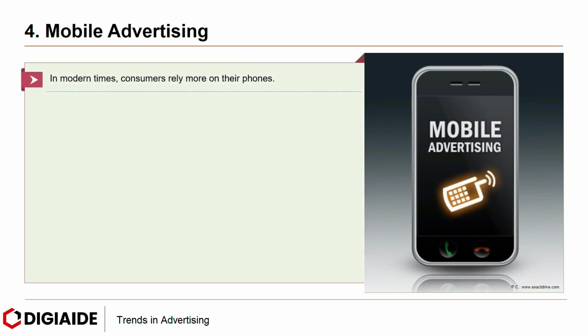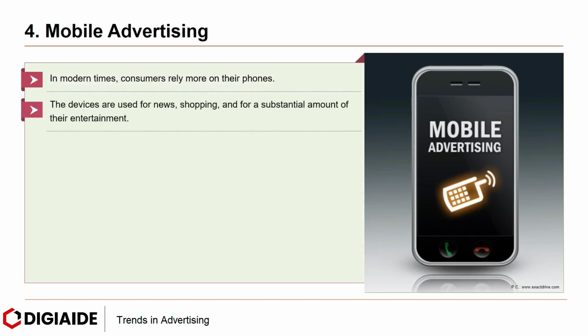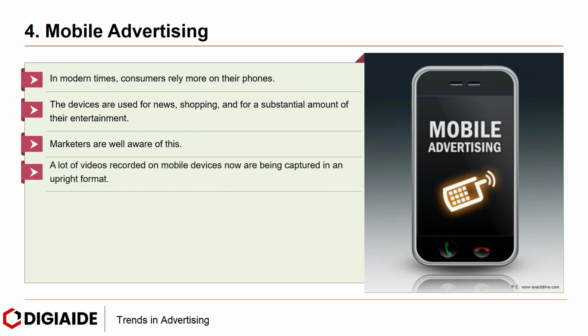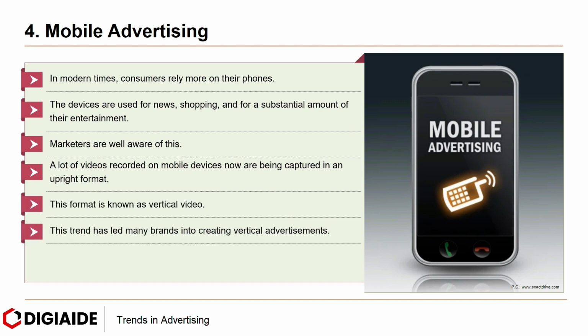In modern times, consumers rely more on their phones. The devices are used for news, shopping, and for a substantial amount of entertainment. Marketers are well aware of this. A lot of video recorded on mobile devices is now being captured in an upright format. This format is known as vertical video. This trend has led many brands into creating vertical advertisements.